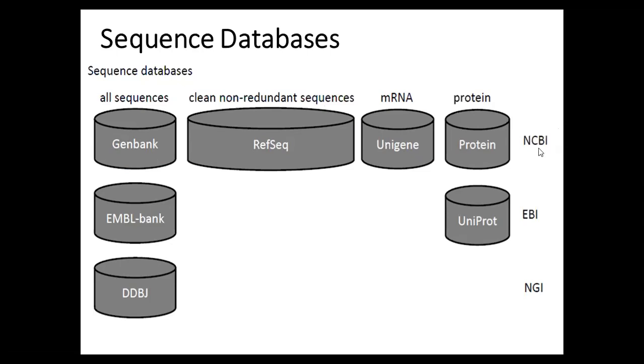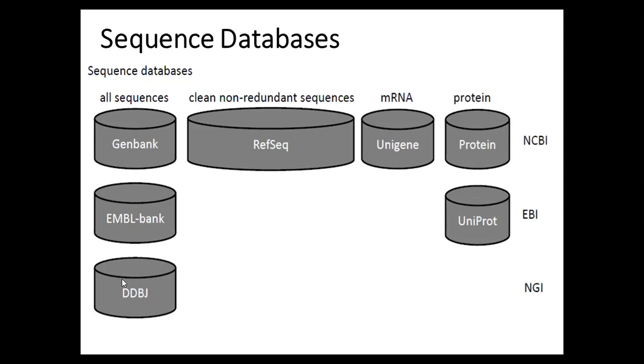Again, for protein-related data, any protein sequence you want to know, if it's available, can be downloaded from Protein, which is again hosted by NCBI. And EMBL Bank, which is hosted by UK EBI, has protein-related data stored in their UniProt database.